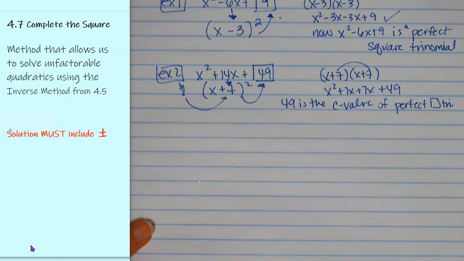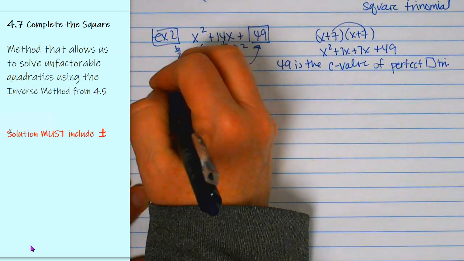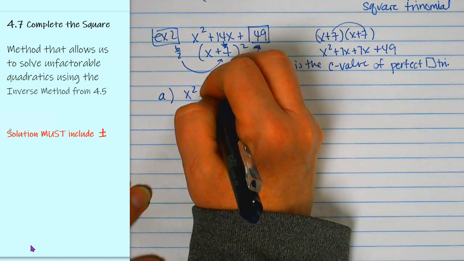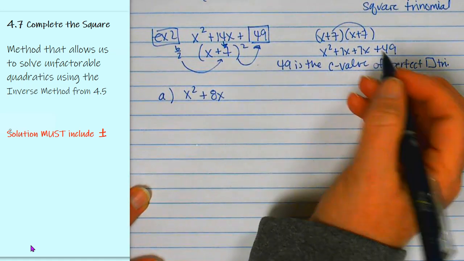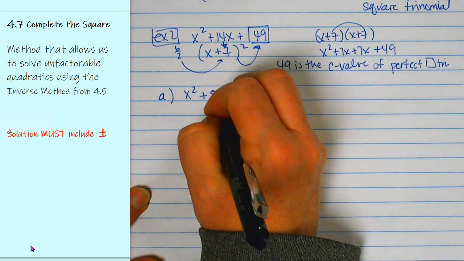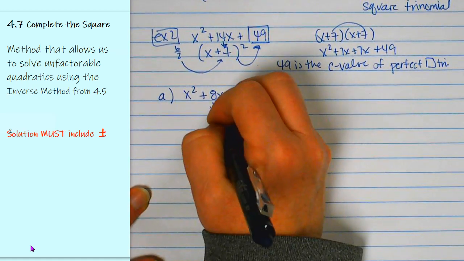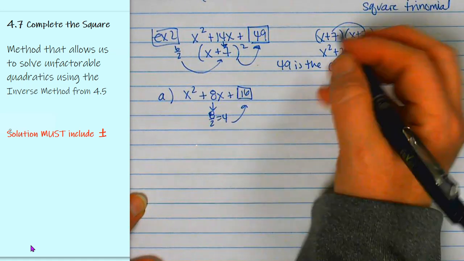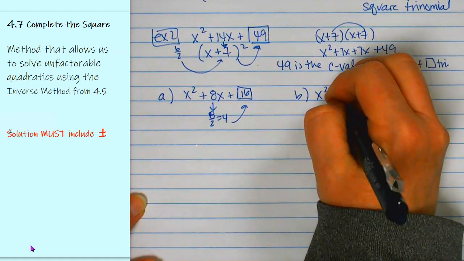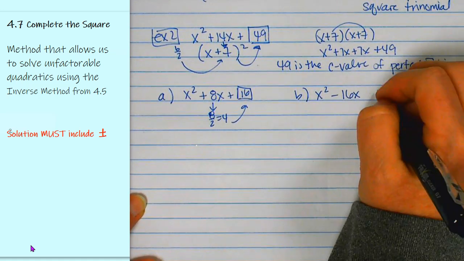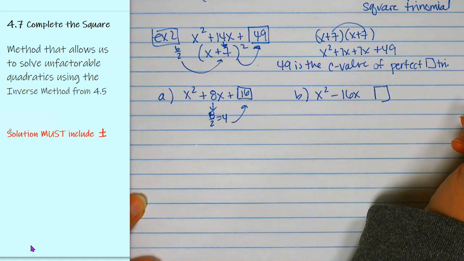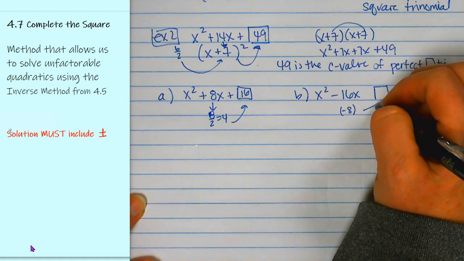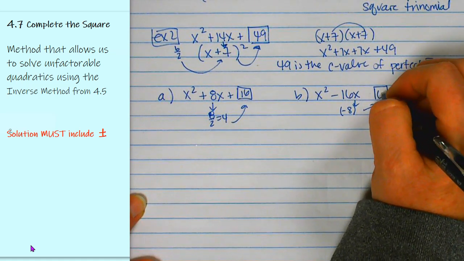So let's see if we can do them a little bit faster. So here we go. A, x squared plus 8x. The value for C is going to be 8 over 2 equals 4 squared is 16. That's the C value. B, x squared minus 16x. What goes here to make it a perfect square trinomial? 16 divided by 2 is 8. It's actually negative 8. Negative 8 squared is going to be 64.